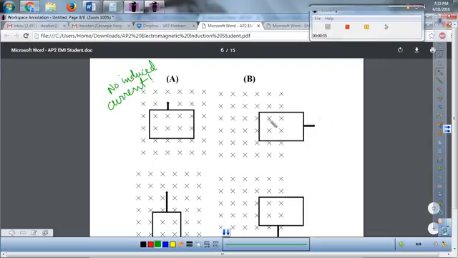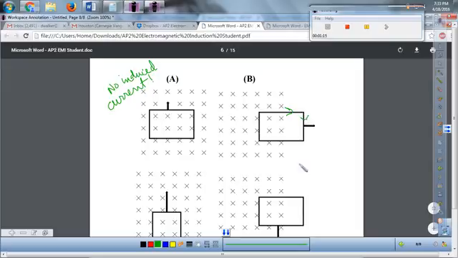That means that we're getting less and less field into the page, so we need to generate more and more field into the page. As it's being hauled to the right, the amount of field that's inside this rectangle is going to get less and less, and the direction is into the page. So if it's decreasing, I have to point my finger in that same direction to get it to increase in that same direction. So if you use a right-hand rule, I point my thumb into the plane of the page, my fingers curl in a clockwise direction, so my induced current is going to be clockwise.